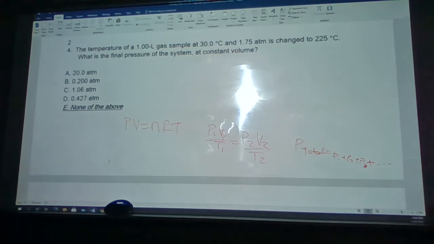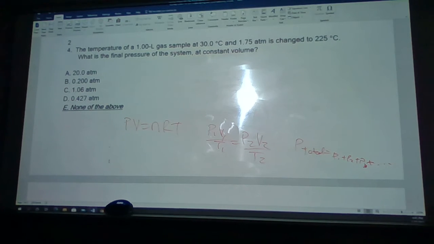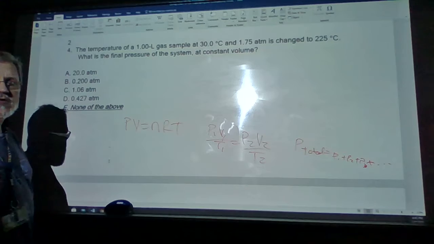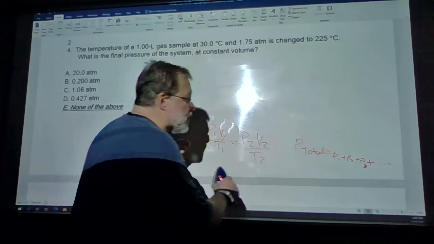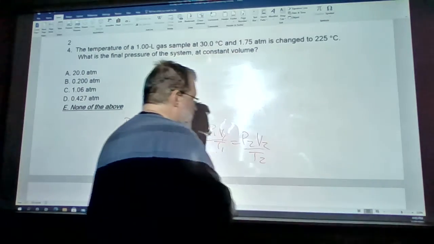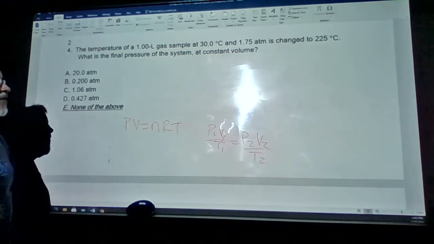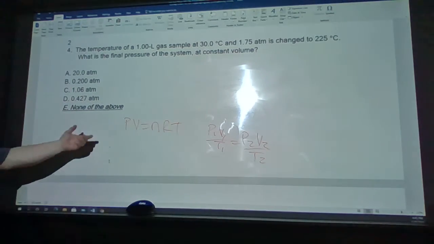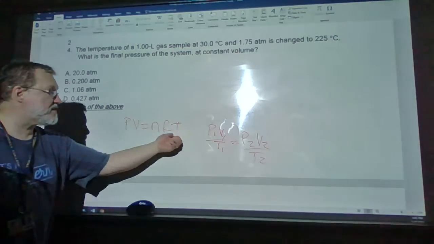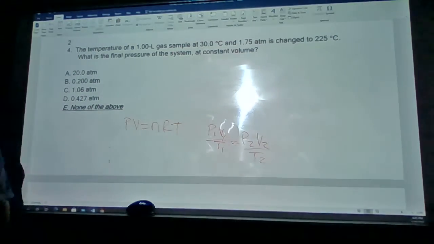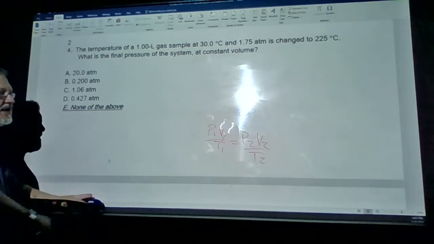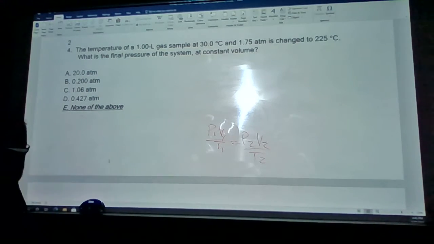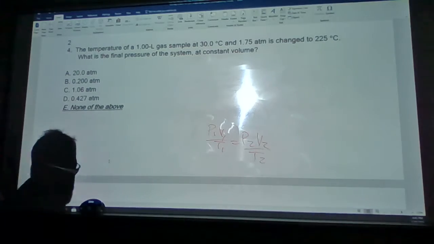Do we have more than one gas? No. This is a gas sample, one sample. Do we have any components to it? No. So we have no information about multiple components. Not Dalton's. PV equals nRT deals with pressure, volume, number of moles, and temperature. Do we have any information about moles here? No. You cannot use PV equals nRT. You're left with P1 V1 over T1 is equal to P2 V2 over T2.